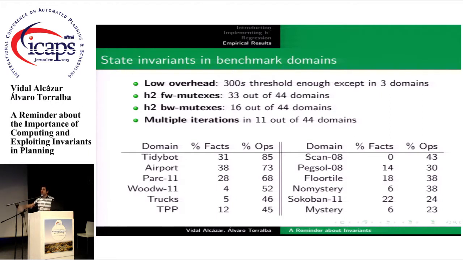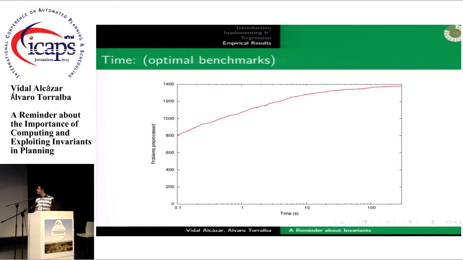If you look at the numbers for each domain, this is the number of facts, or the percentage of the facts, and of operators that are detected as spurious in each domain. So for example, in Tidybot, we detect that 85% of the operators are really not useful. As you see, there are several domains in which this number of operators is quite significant. So this is really a useful method to simplify all these problems.